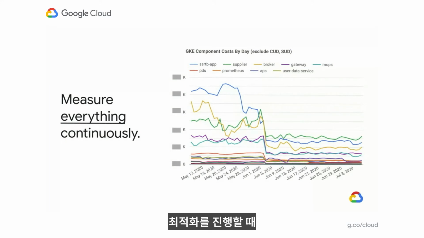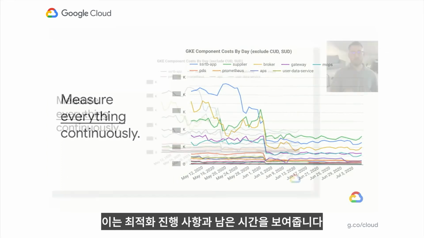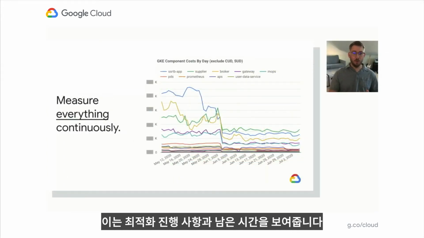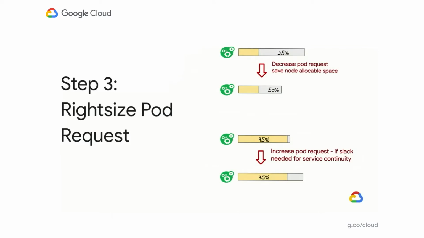When it comes to optimization, your destination is the model you've created, and measurement is your GPS. It tells you how far you've come and also how far you've got to go. Let's talk about some of the next stops on our optimization journey.